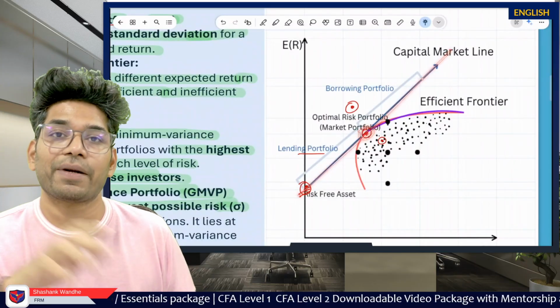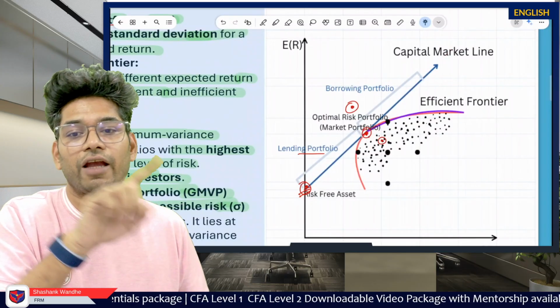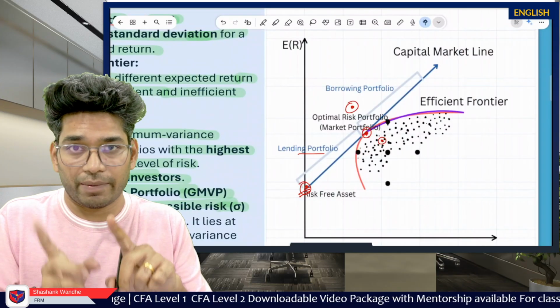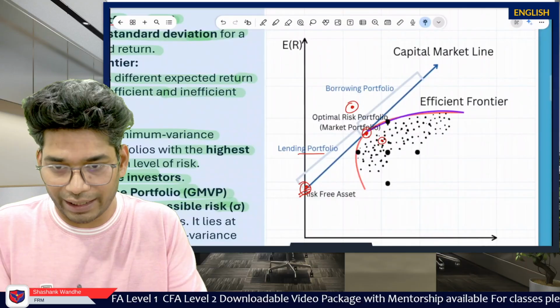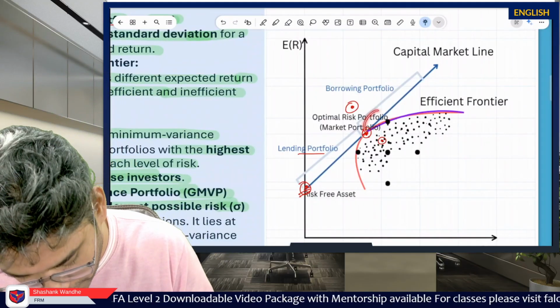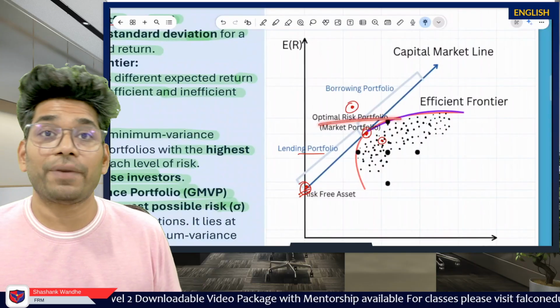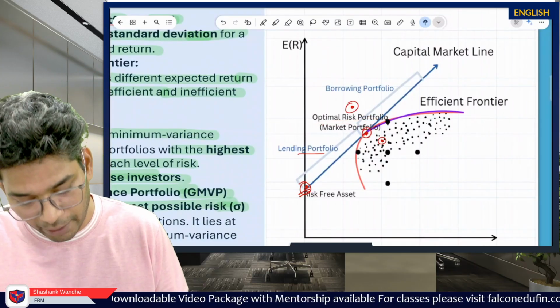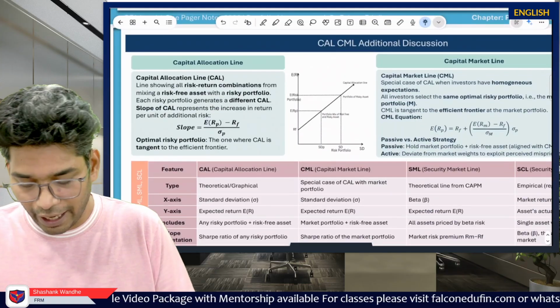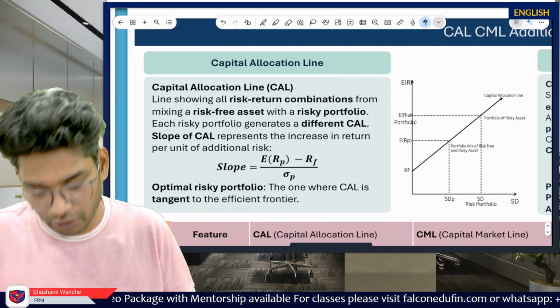That's why you get the capital market line, which is tangent to the efficient frontier, not the minimum variance. Remember, it is not tangent to the global minimum variance. It is tangent to some other portfolio, which is the optimal portfolio. This is the optimal risk portfolio, market portfolio. And why are we calling this a market portfolio? Because we assume everyone will invest in this portfolio only.